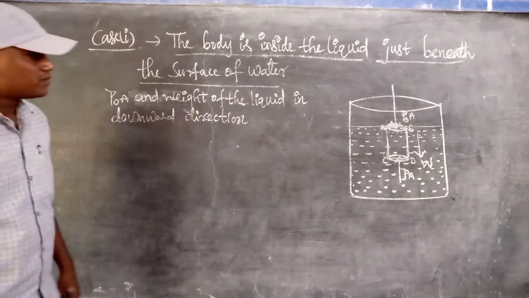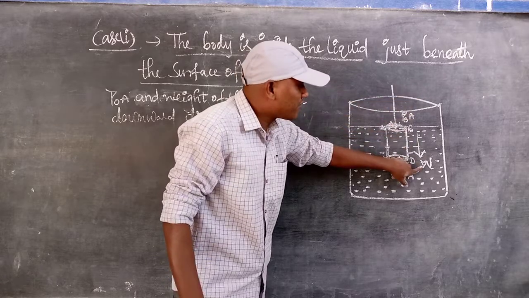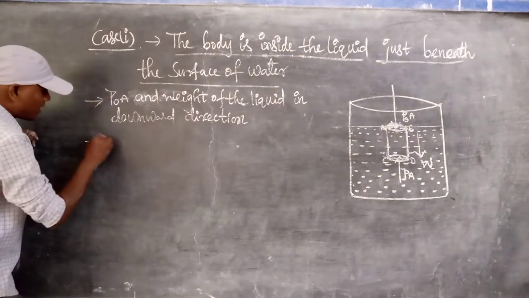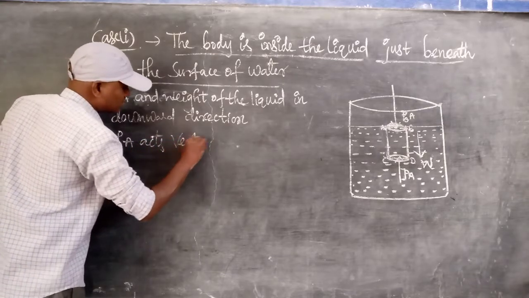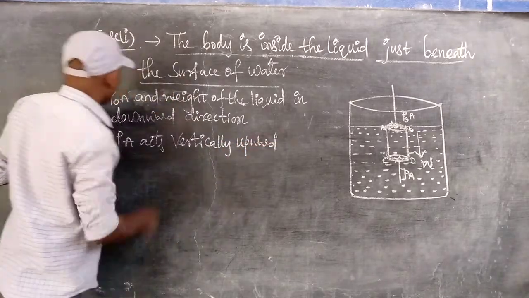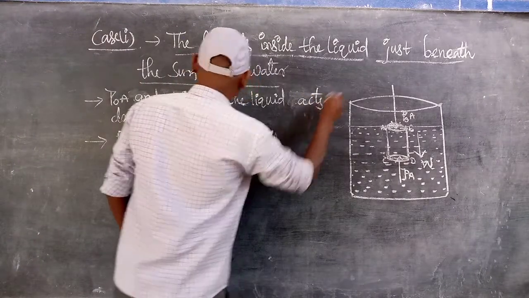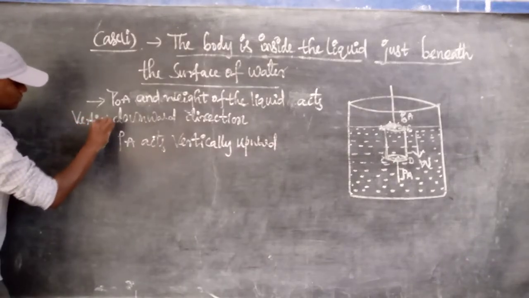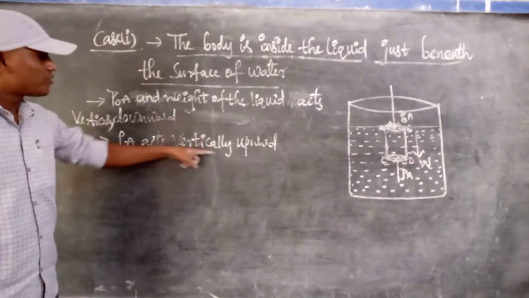So P naught A means the force exerted by the air on this area, and the weight of the liquid column. Both are acting in which direction? Downward direction. That is the first one. And PA acts vertically upward. So P naught A and the weight of the liquid act vertically downward, and PA acts vertically upward.